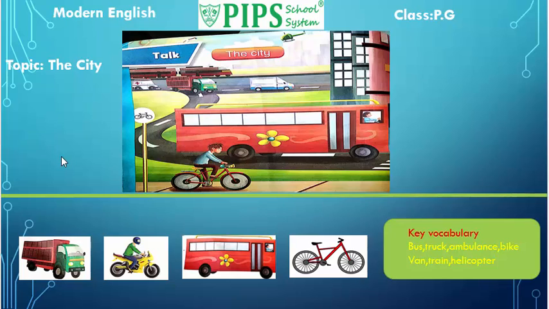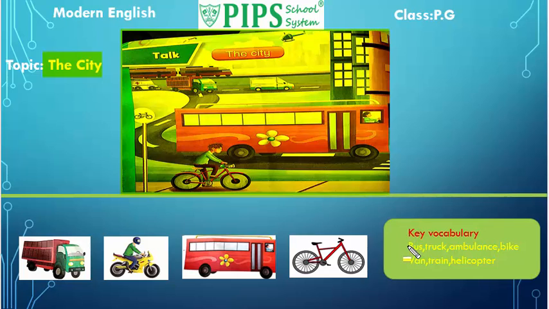Today our topic is the city. Playgroup class, first of all watch on screen. What are you watching? Do you know what this is? This is the picture of a city. Playgroup class, do you know something about city life? City life is comfortable. People have many facilities in the city like offices, restaurants, and transport.